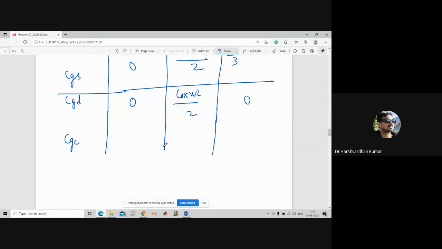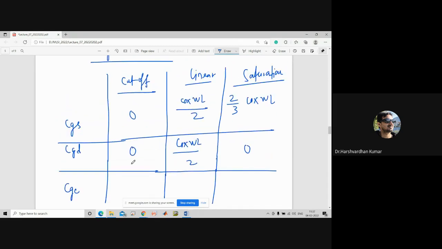Now if we talk about the gate to channel, we know it is the addition of the above two capacitances. So what is the value of gate to channel capacitance under cutoff? Yes, it will be 0. What about the linear region?